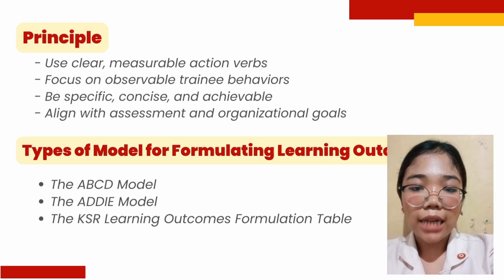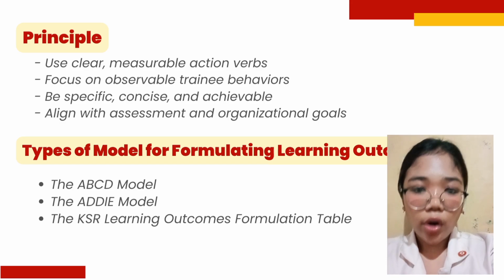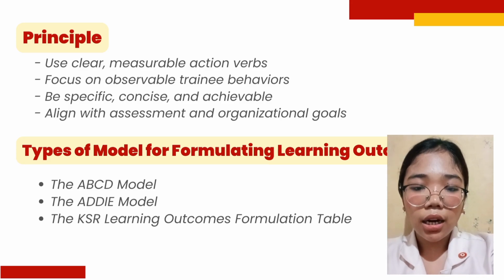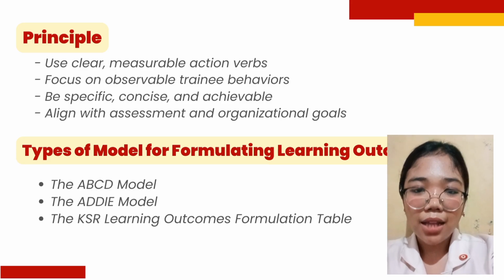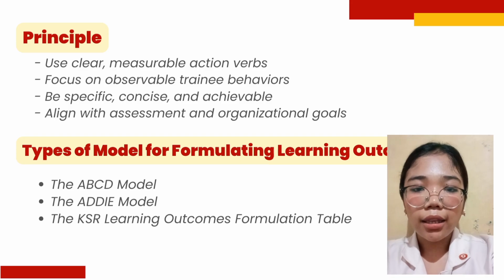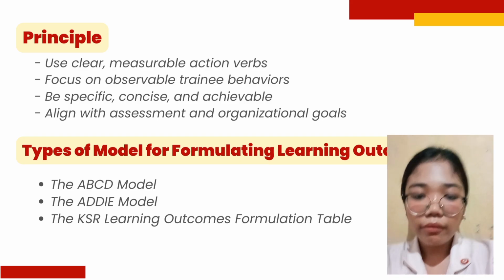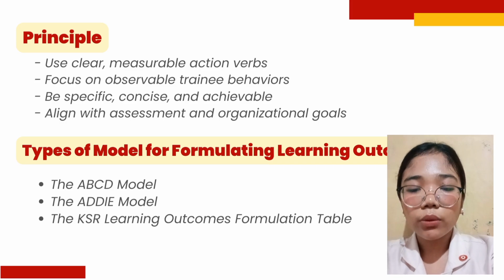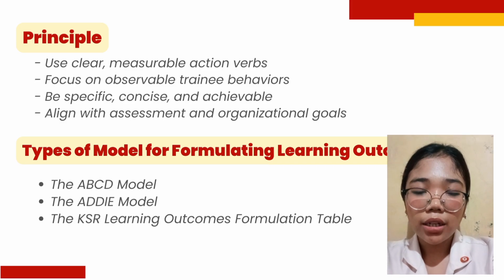The next model is the ADDIE model. It is used to develop effective education and training programs, and consists of five phases. A for analysis, D for design, D again for development, I for implementation, and E for evaluation. The next model is the KSR model, which is the last example.